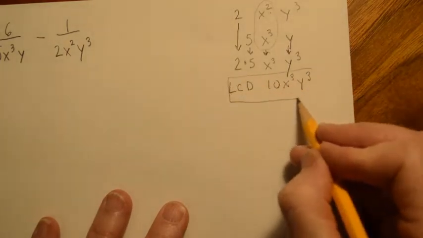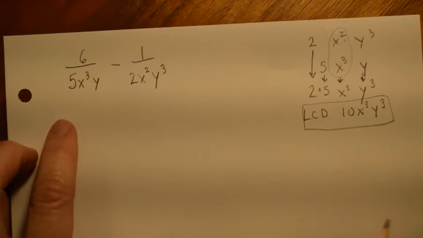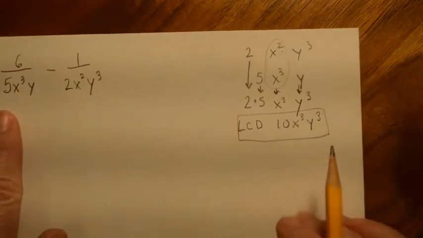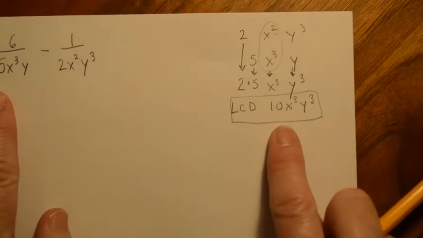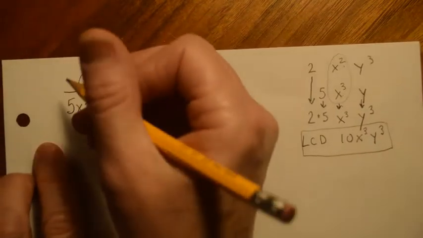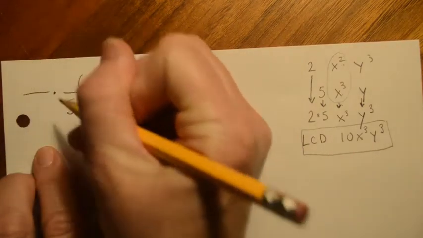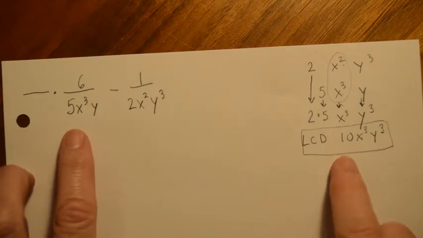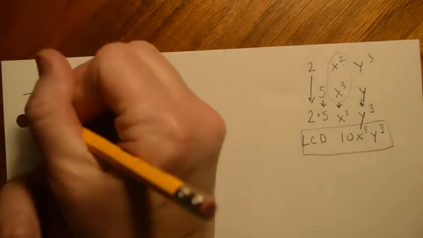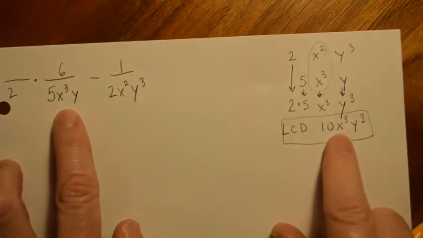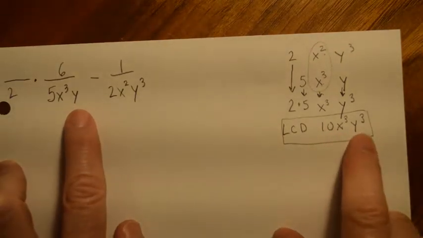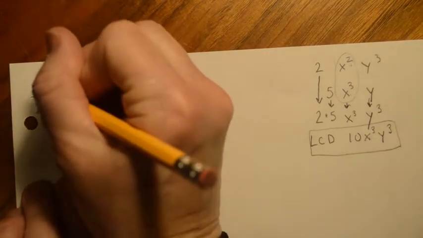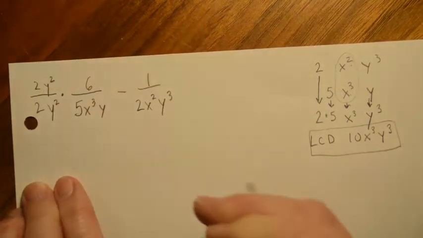All right, so I'm going to keep that in mind as I come back over here. I want to know, what do I have to multiply each of these fractions by in order to get that LCD of 10x cubed y cubed? What would I need to multiply this first fraction by? Well, it has the 5, but not the 2 that made that 10, so we're going to need to multiply it by a 2. It has all of the x cubed, but it only has a y. It needs a y cubed, so we're going to have to multiply by y squared. And then we do the same to the numerator, 2y squared also.